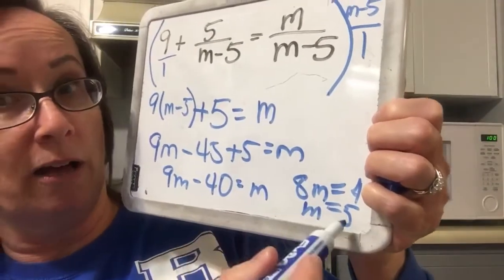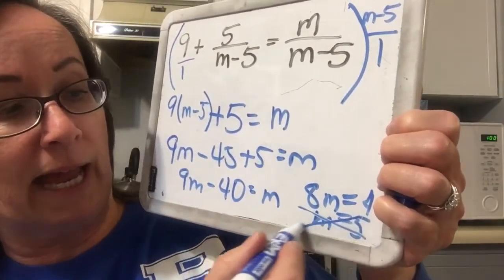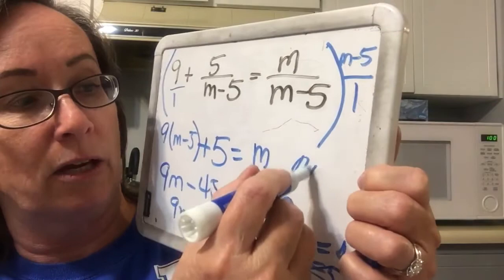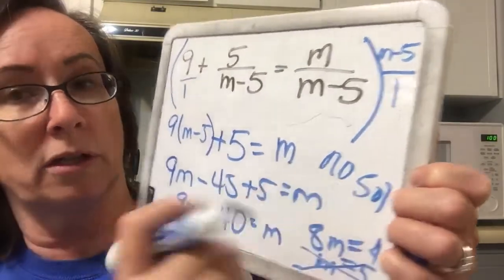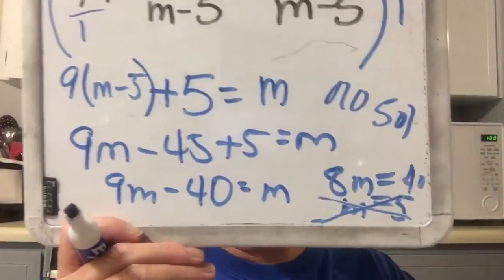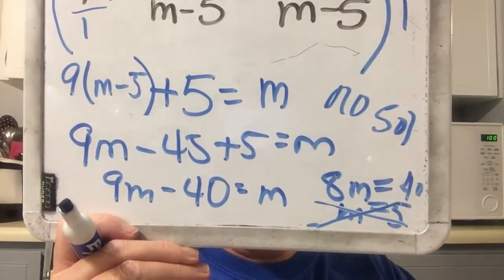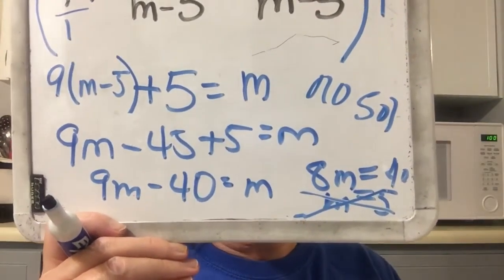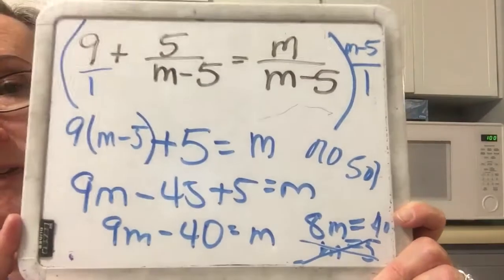Therefore, even though I solved and got 5, I must cancel out the 5 and say no solution, because the only solution made the denominator go to 0. So I have to say no solution.